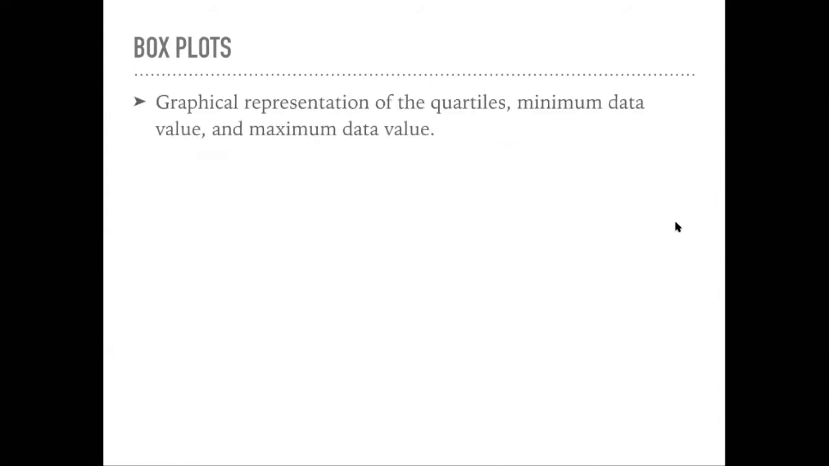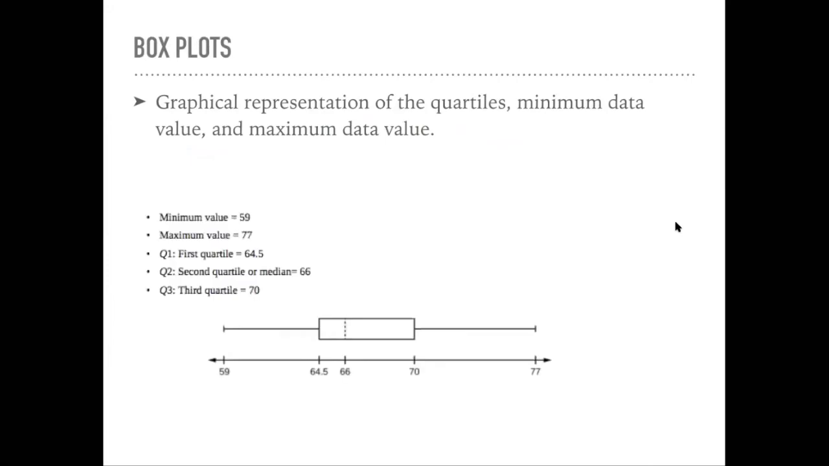Now, this 5-number summary is useful graphically occasionally by using something called a box plot or a box and whiskers plot. So graphical representations of the quartiles along with the minimum and maximum data value, it's called a box plot. And so here's an example of a box plot.